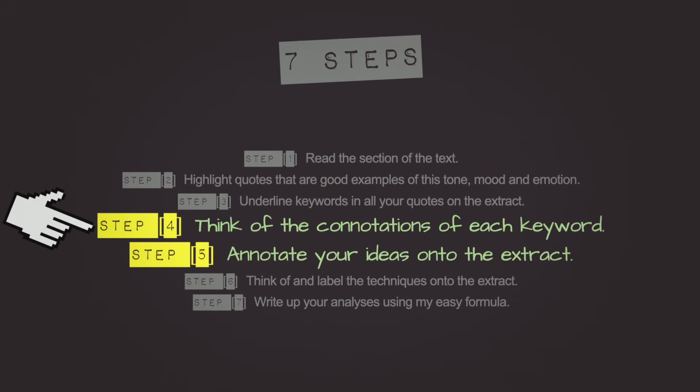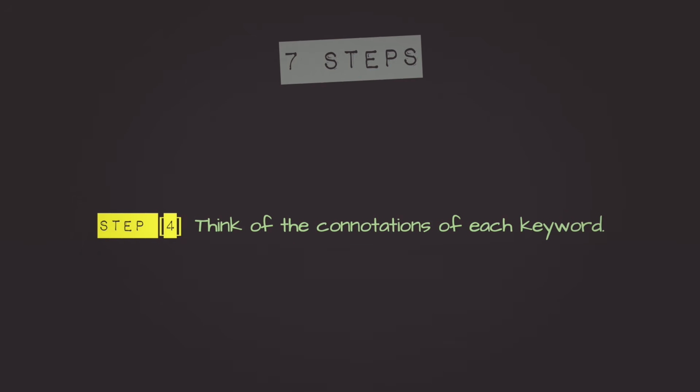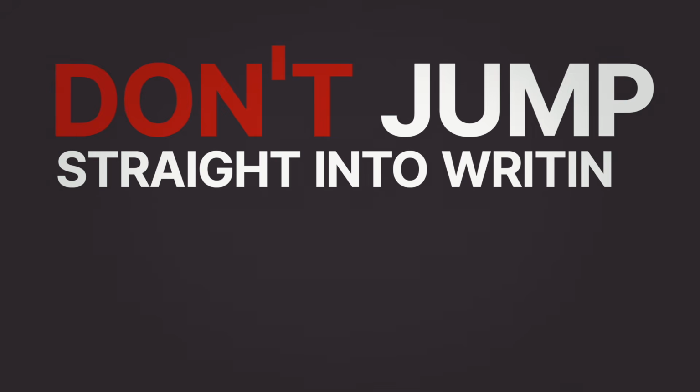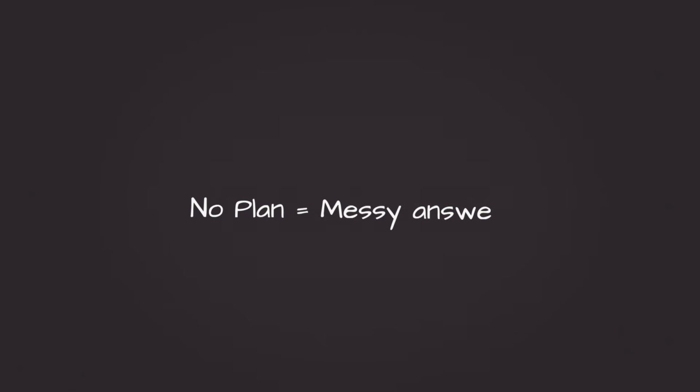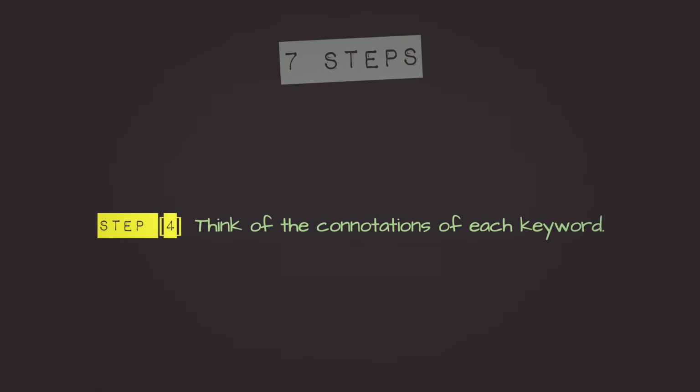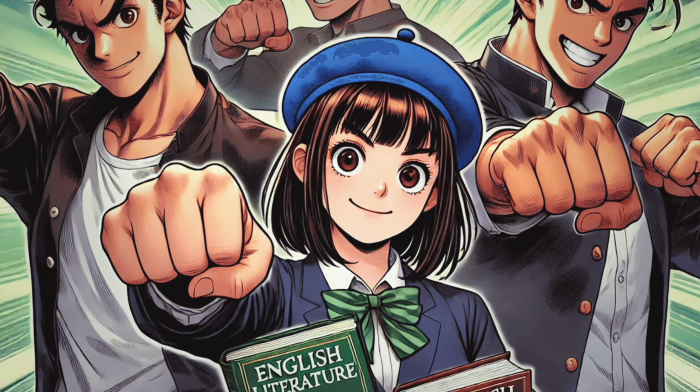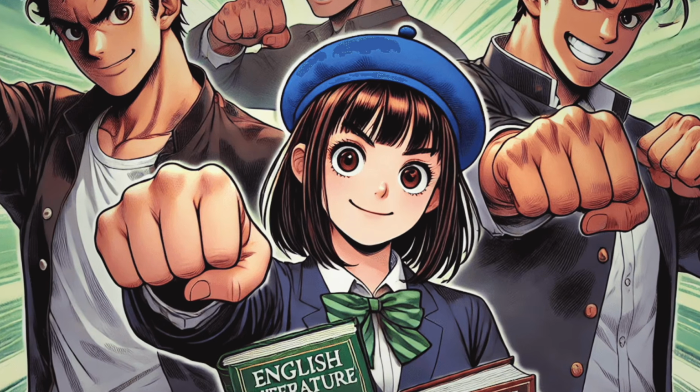Step 4, think of the connotations of each word. Step 5, annotate your ideas onto the extract. Let's look at step 4. This is where the real magic happens. The more ideas you come up with here, the more you'll have to say when you write your answer. Don't jump straight into writing, get your ideas sorted first. No plan equals messy answer. Take your time, dig into the connotations of the key words. If you do this properly, you're on your way to getting top grades.